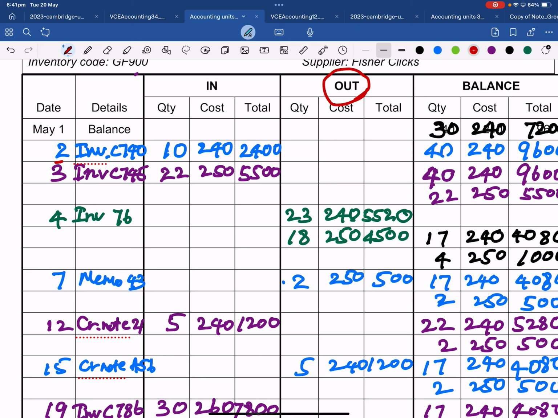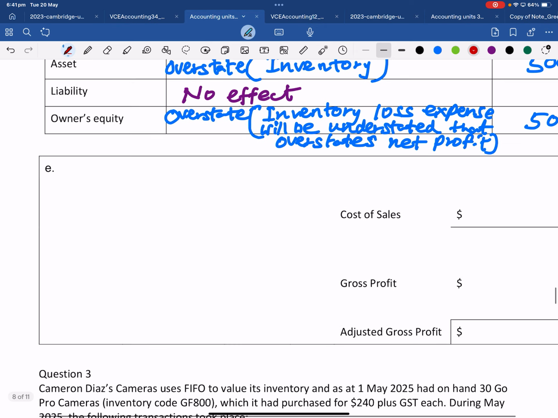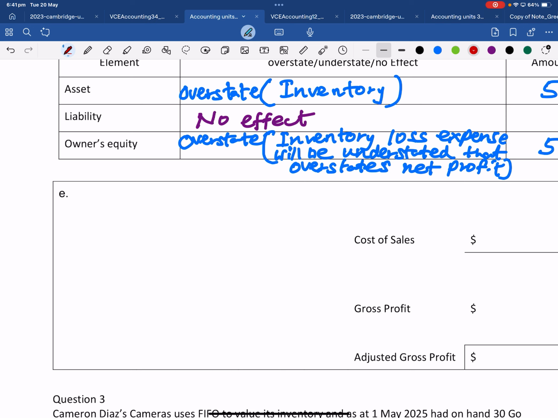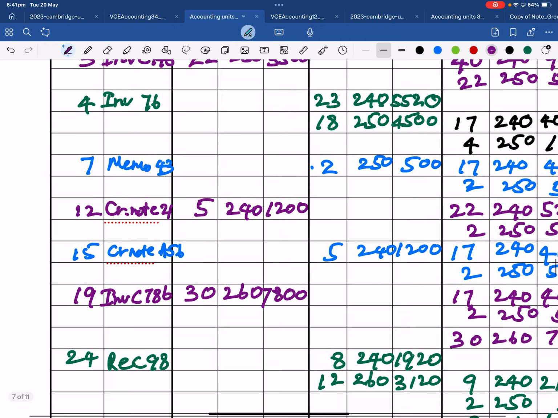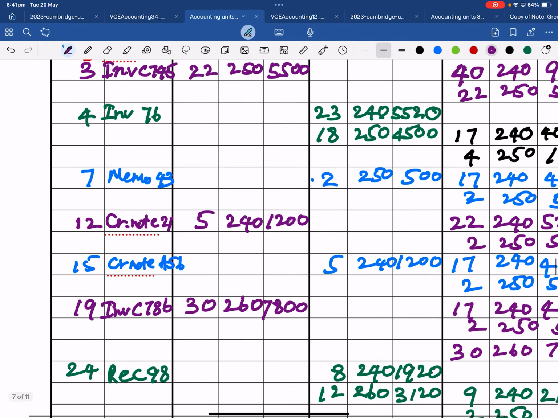Okay? Right. So firstly we'll add what are the items? 5520 and 4500. I'll write in the workings for cost of sales, it would be helpful to you. 5520 plus 4500. Then what is the next item, guys?